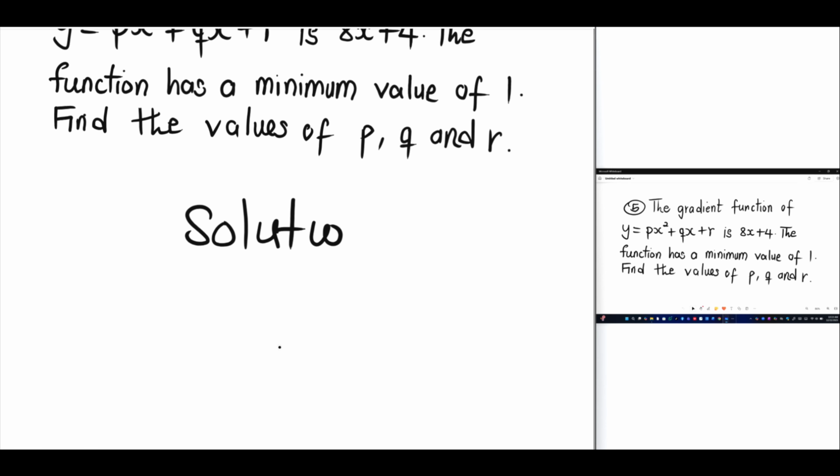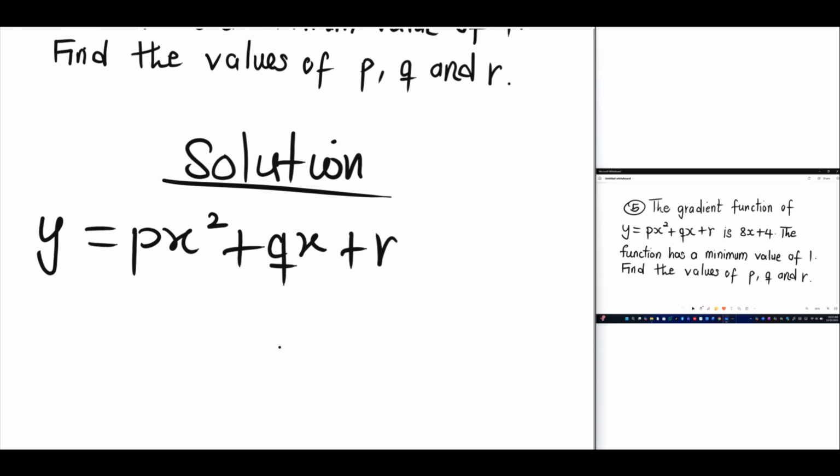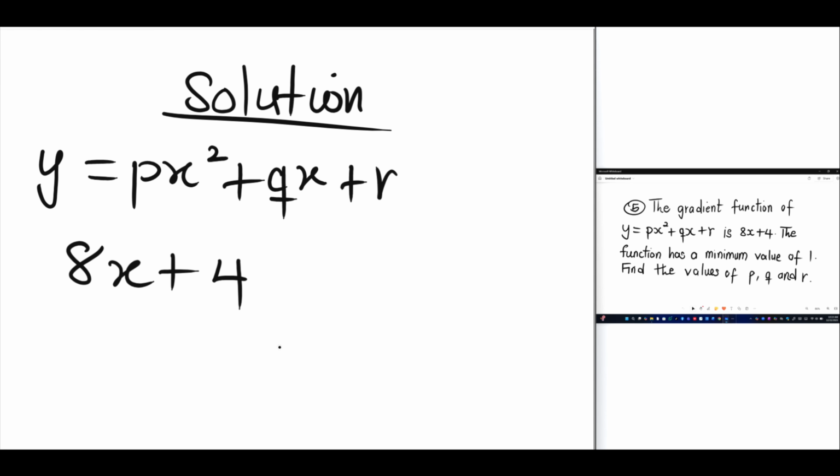So we have to find a solution to this problem. We have our function to be y is equal to px squared plus qx plus r, and its gradient function is given as 8x plus 4. So this is the gradient function.